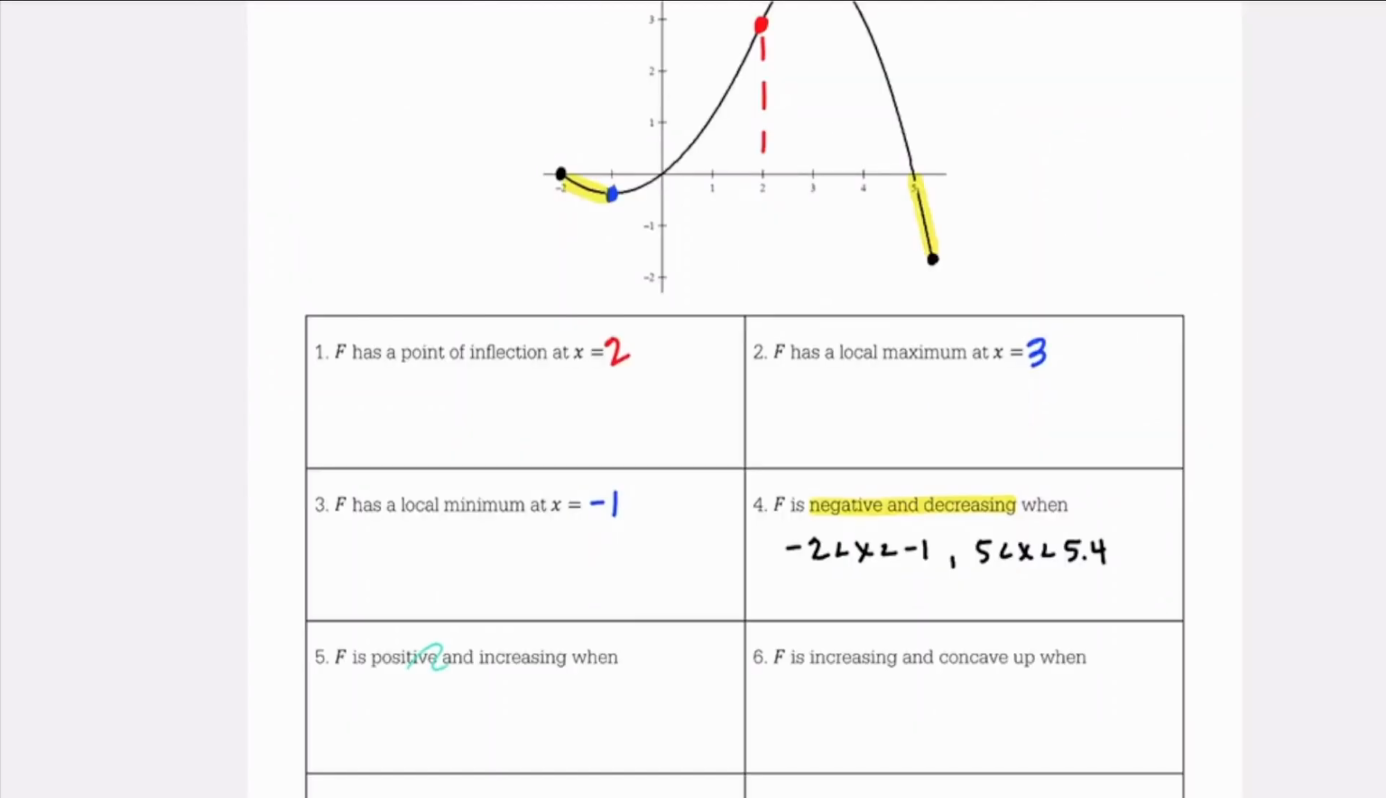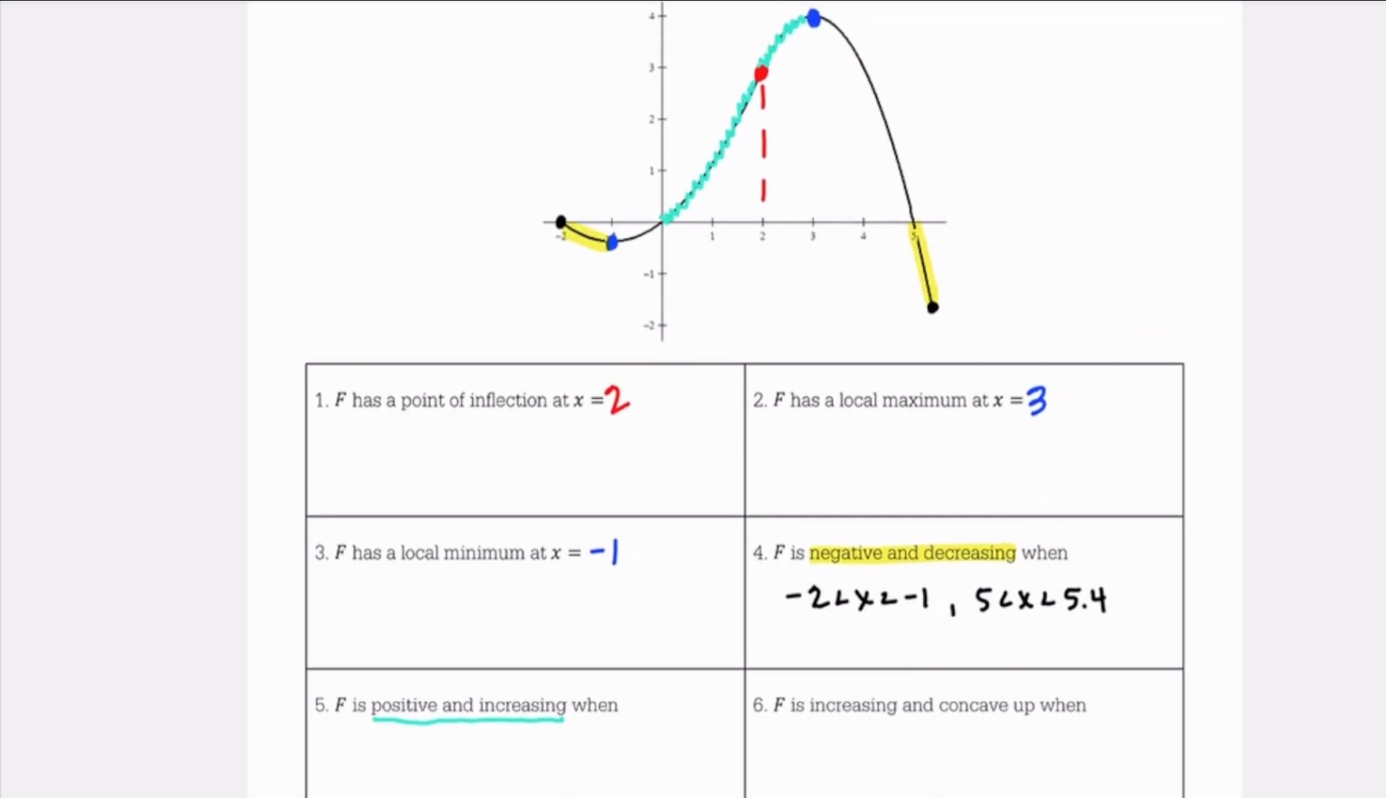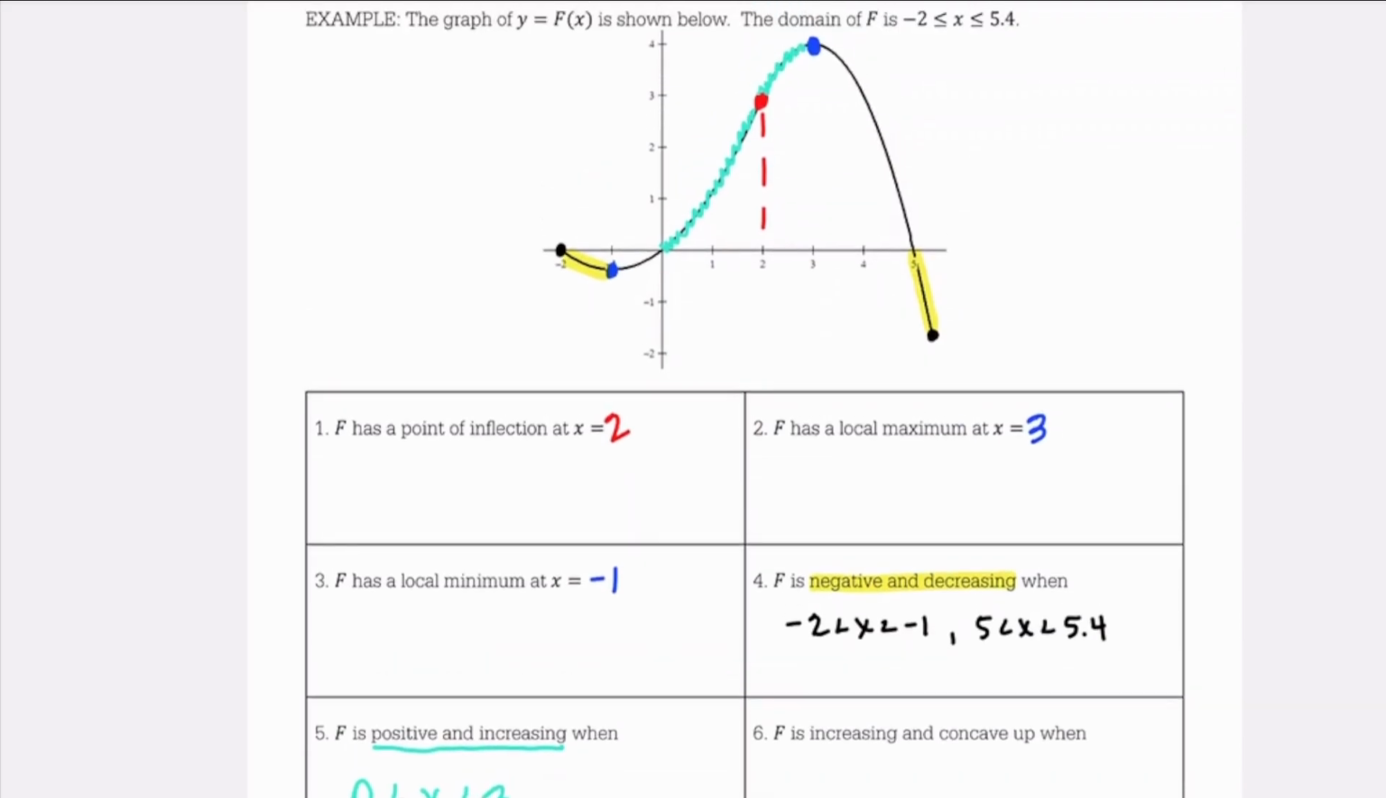I never did this one where it said positive and increasing, but I know y'all are pretty good at these. So positive and going uphill, that's going to be all of those values. So that would be from 0 to 3. So 0 is less than x, which is less than 3. Okay, but increasing and concave up.